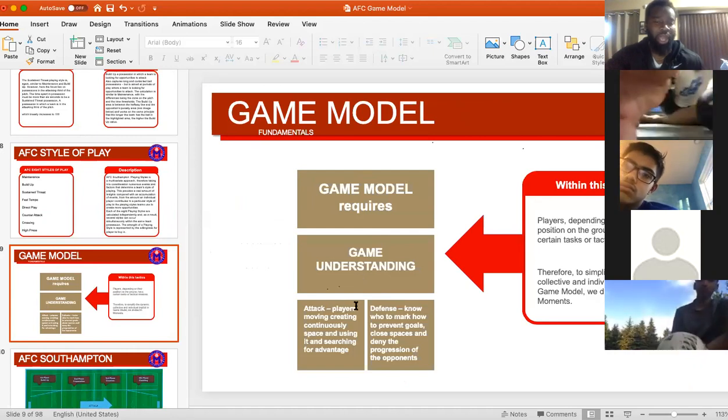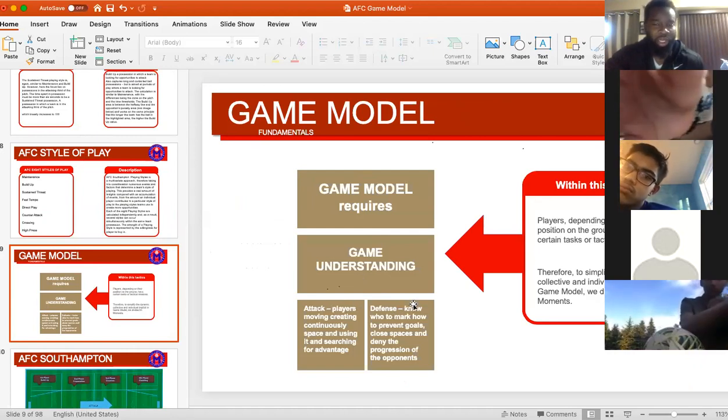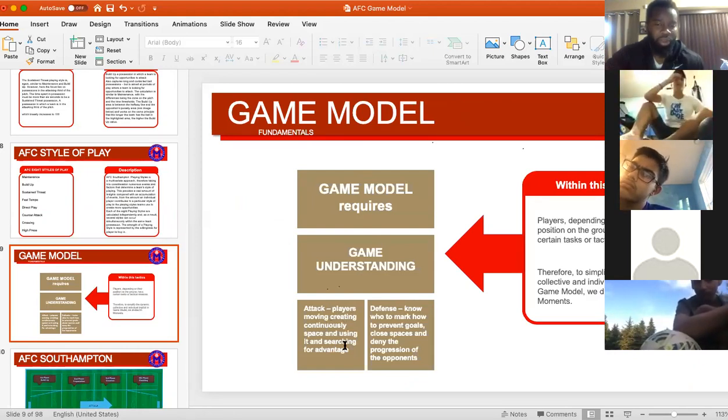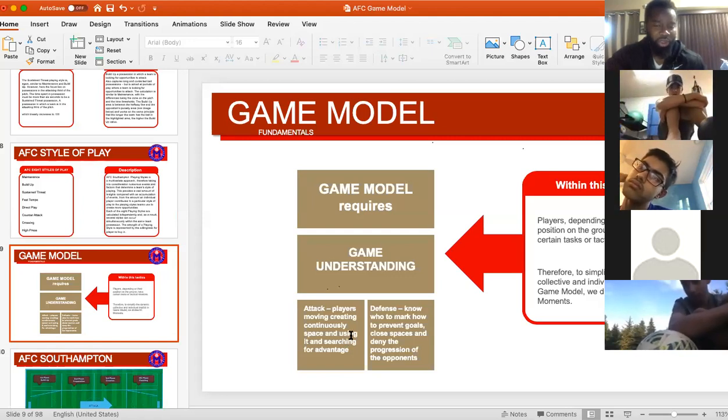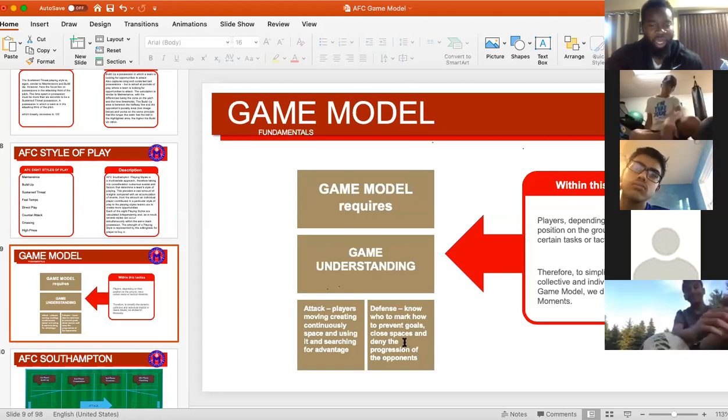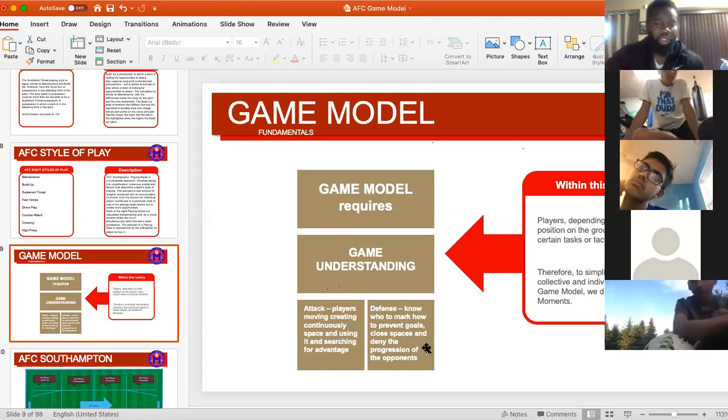Game model. It requires game understanding. You must understand the game when you're attacking or when you're defending. When you're attacking, you're moving, creating opportunity, right? Space. So you're searching for space. That space will allow you advantage on the opposition. When you're defending, you're taking away space, you're preventing goals, you're closing down space, you're denying space, you're denying progression of the opposition. So if you understand that, that's the game model, because that's the moment of the game. That's the basic understanding of the game.